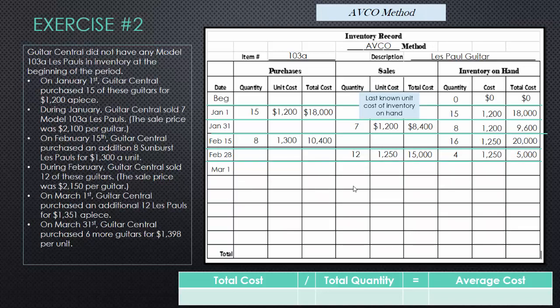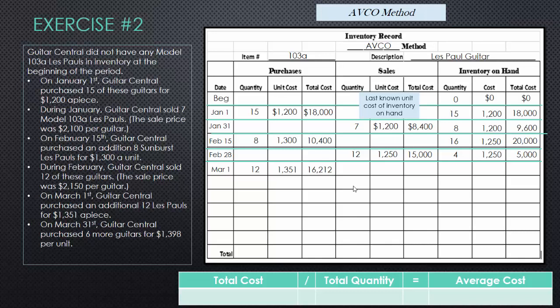On March 1st, we're purchasing an additional 12 Les Paul guitars, and we're purchasing them for $1,351 a piece. So we take our 12 guitars that we were purchasing at a unit cost of $1,351 a piece, compute that the total cost of this purchase is going to be $16,212, and we're going to use that information to figure out what the total cost, new quantity, and new unit cost is of our inventory on hand after this March 1st purchase.